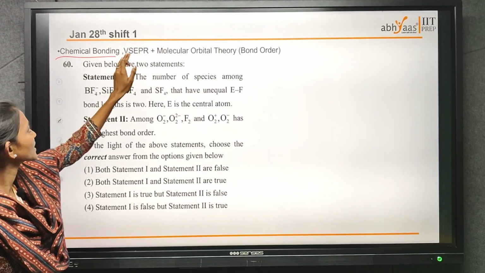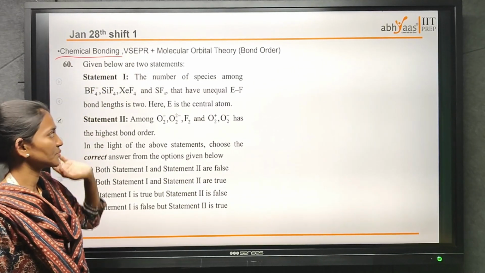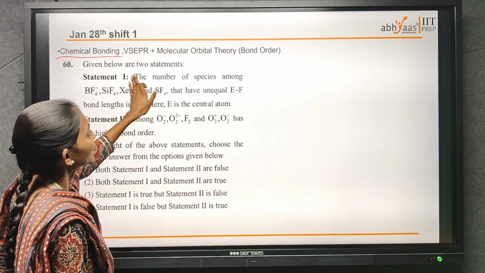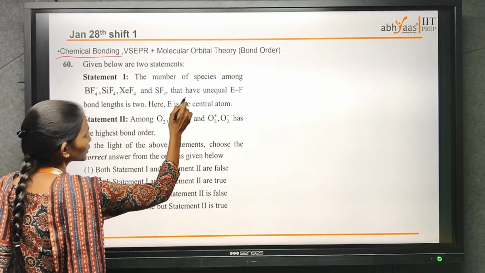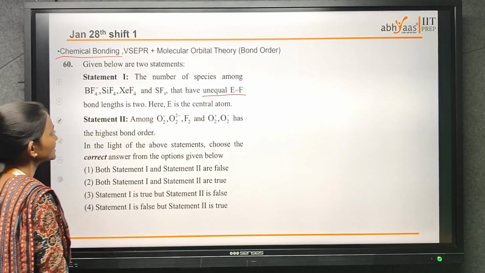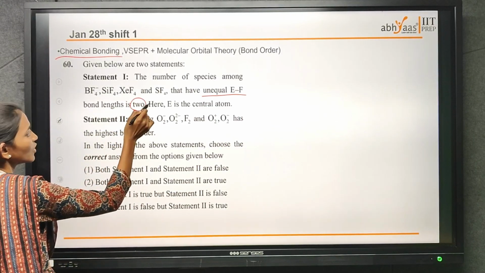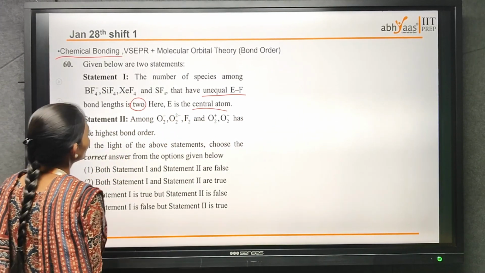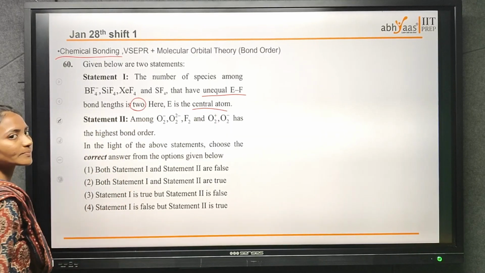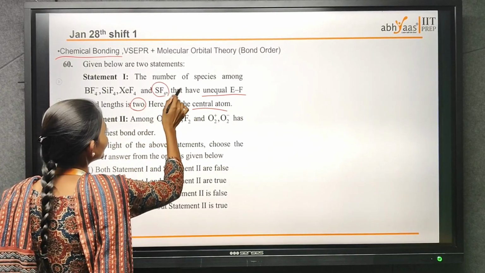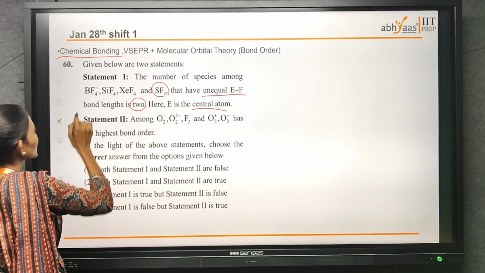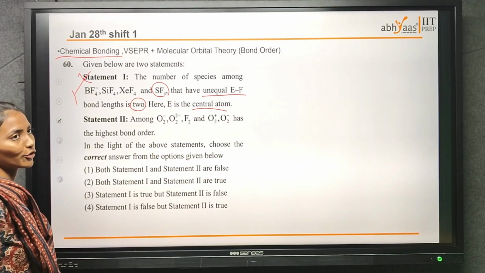This question is from chemical bonding. Given below are two statements, again statements. Statement 1: The number of species among BF4, SiF4, XeF4 and SF4 that have unequal E-F bond lengths is 2. They are telling 2. Here E is the central atom. If you see, all of these are equal. Coming to SF4, it is not equal. They are telling 2, but we have only 1. So statement 1 is not true.